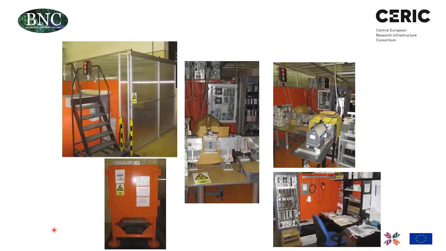So here you see some photographs of the facility. This is the sample chamber. This is the cabin. Next to the cabin, we have a low-level counting chamber for checking the radioactivity of samples. And this is the data acquisition part of the facility. And this is the dip station.